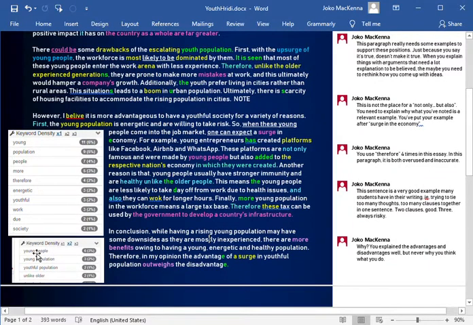Young people together used 6 times. Young population, 3. Youthful population, 2. All right. What could you use in place of that? Okay. Young adults, the younger generation. Don't use youngsters. Yeah, they could be used. So work on that.